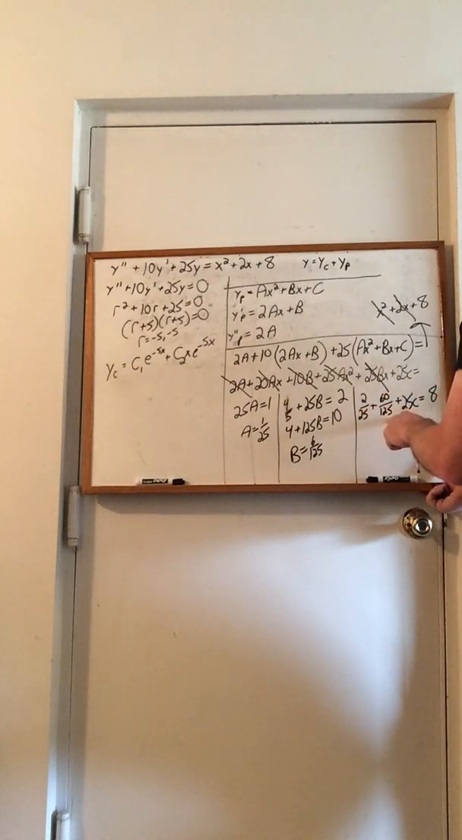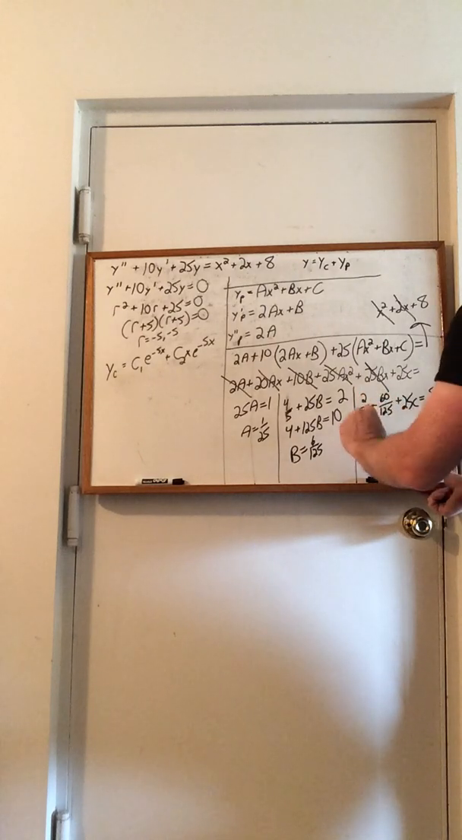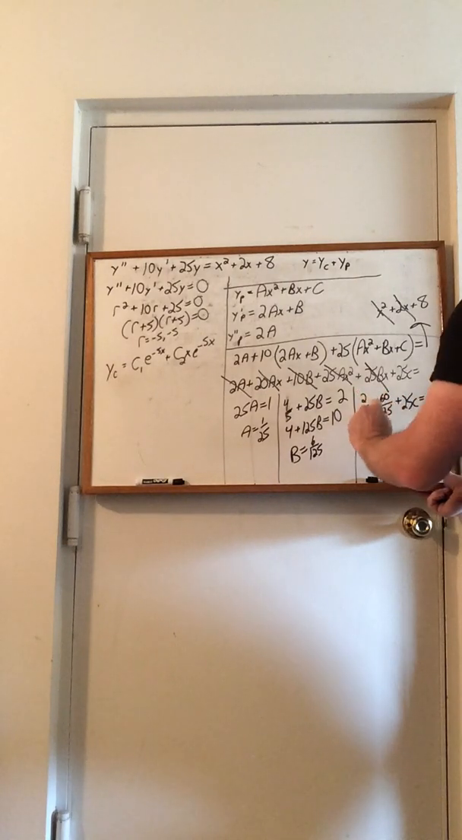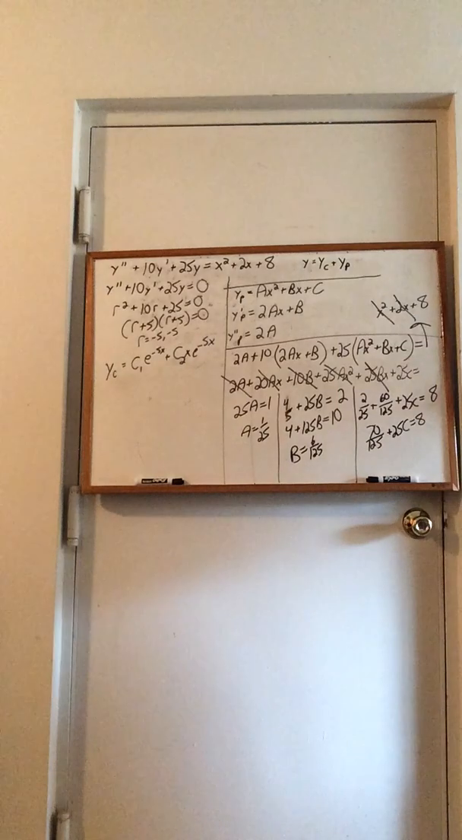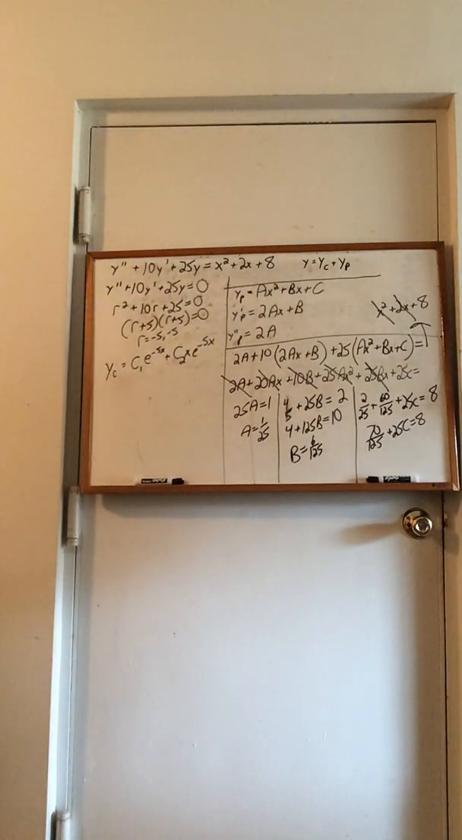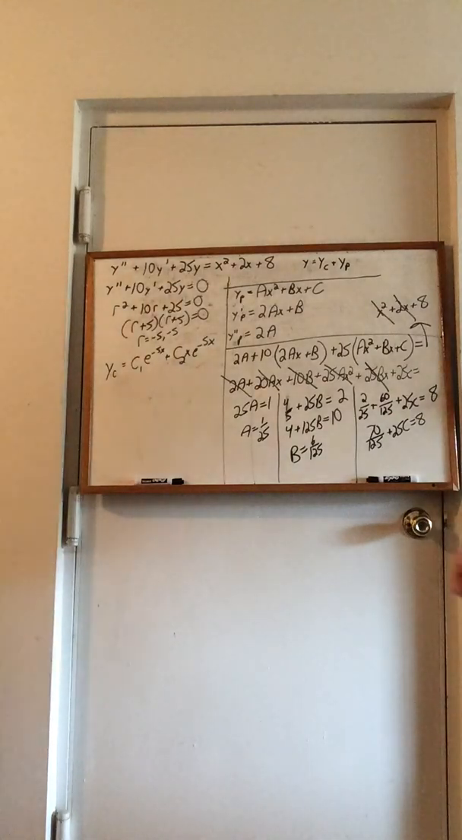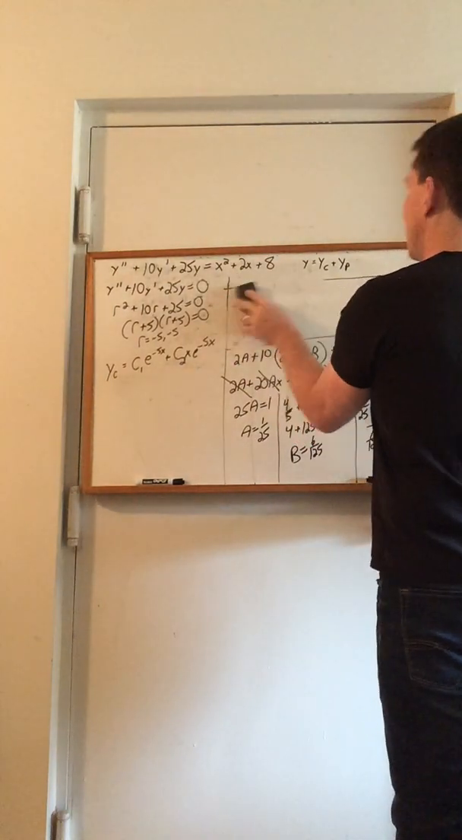Common denominator is 125. I don't want to multiply 125 by 25, so I'm not going to. So multiply this by 5, and I get 5 times 2 is 10. So this becomes 10 over 125 plus 60 over 125. So this will just be 70 over 125 plus 25c equals 8. I'm not even going to bother simplifying further. I don't have a calculator, but I'm of the opinion you can solve without a calculator.